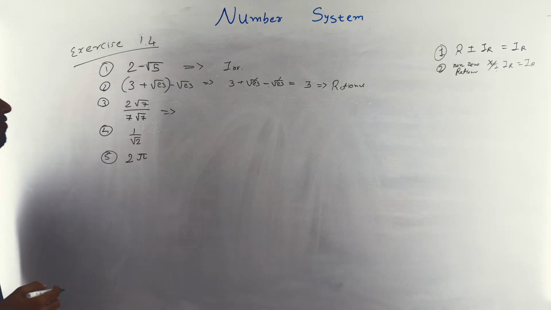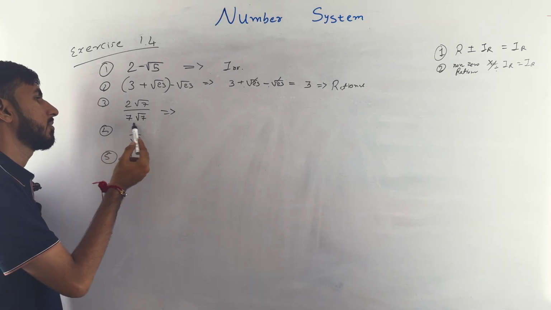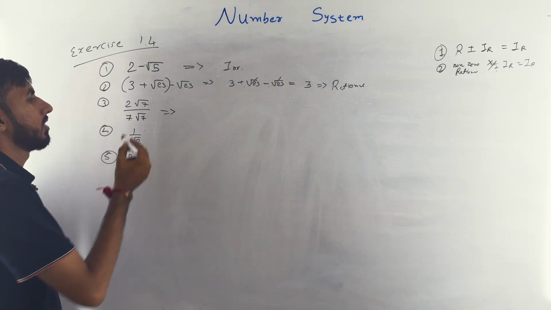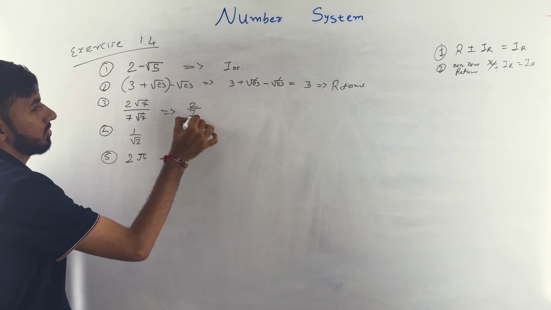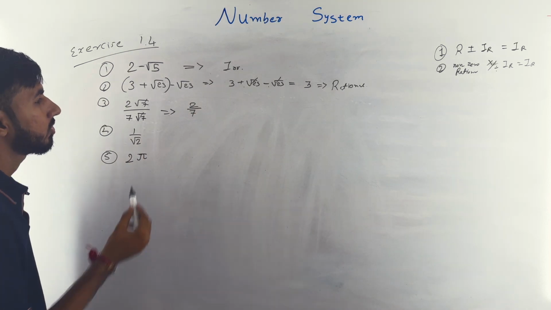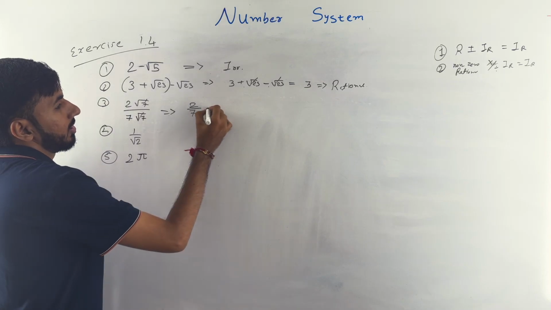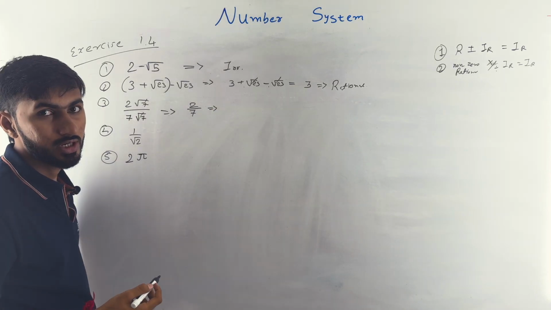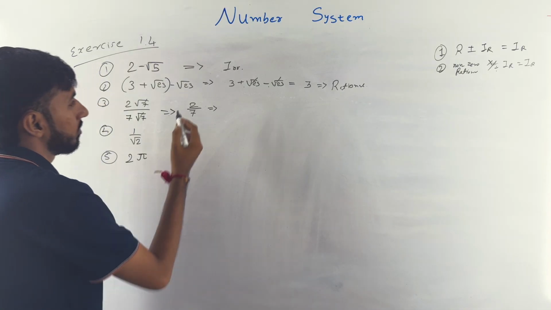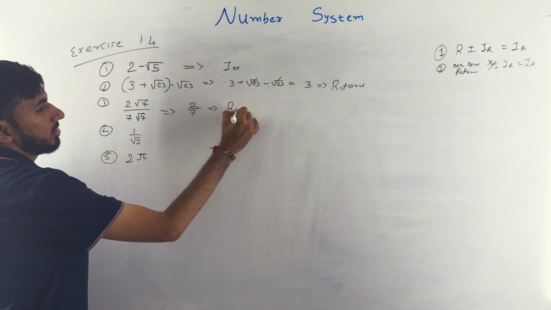Now here we have 2 square root of 7 divided by 7 square root of 7. Now I can simply cut this out. So after cutting, I got 2 divided by 7. Now we all know that it is in the form of p by q, where p and q are integers and q does not equal 0, right? So it is obviously a rational number.